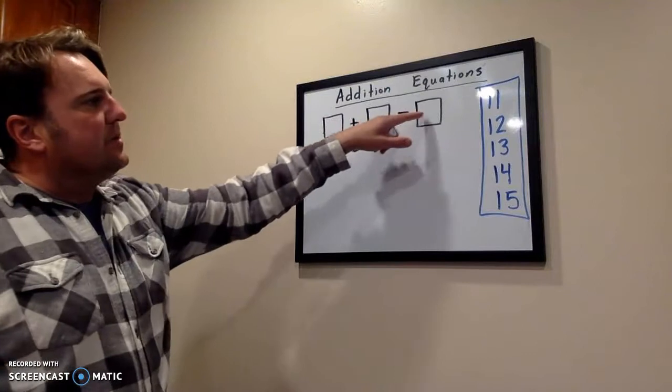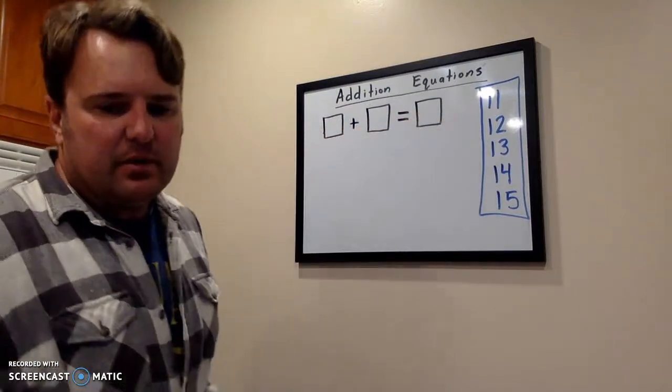Number plus a number equals an answer. The answer should be a teen number. All right.